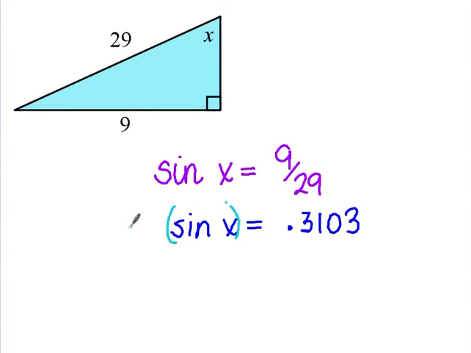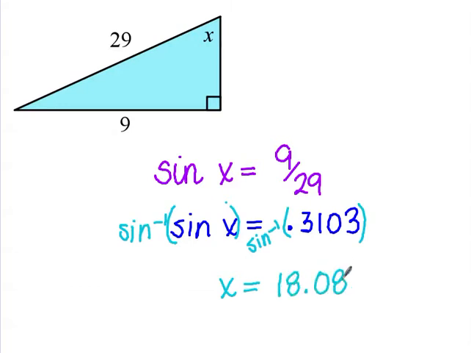Since it's sine, I'm going to use this button on your calculator, the inverse sine. We call that the inverse, it undoes sine. So you're going to use the sine to the -1. And when you do that, what do you get your angle to be? 18.08. Okay, questions?